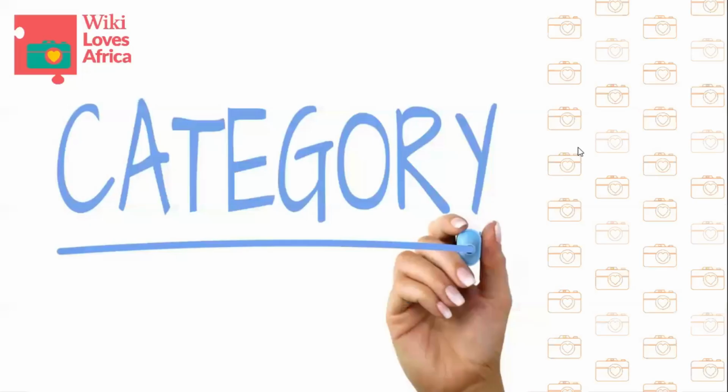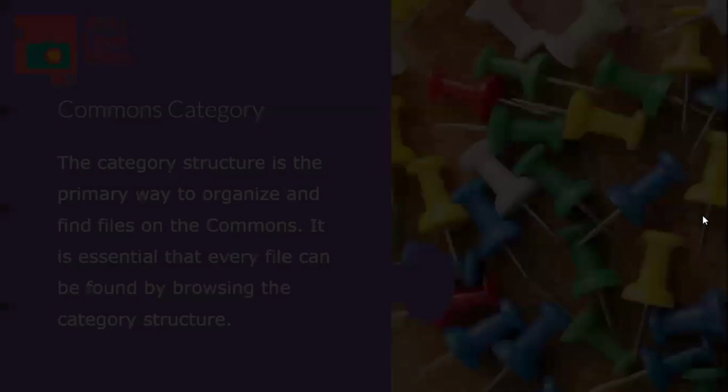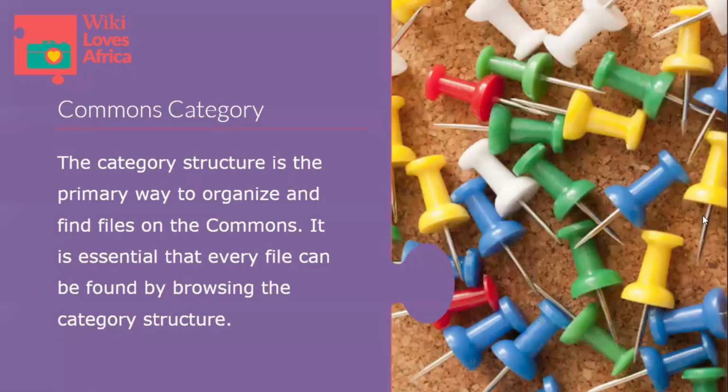Moving on, we'll be talking about category. This is one of the most interesting topics I like talking about on Wikimedia Commons. I love categories so much because it makes sense to me. A category is a sorting format for Wikimedia Commons. The category structure is the primary way to organize and find files on Commons. It is essential that every file can be found by browsing the category structure.